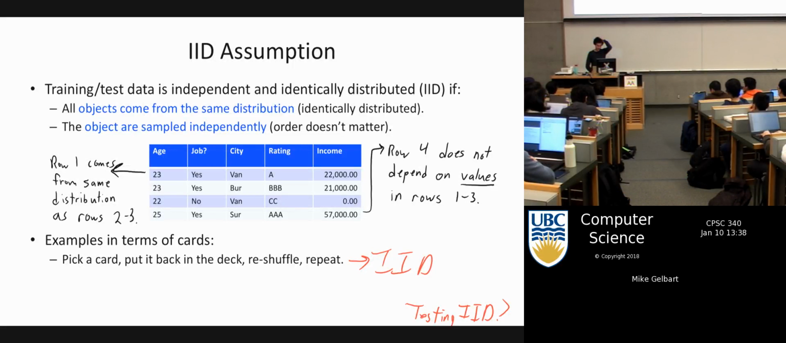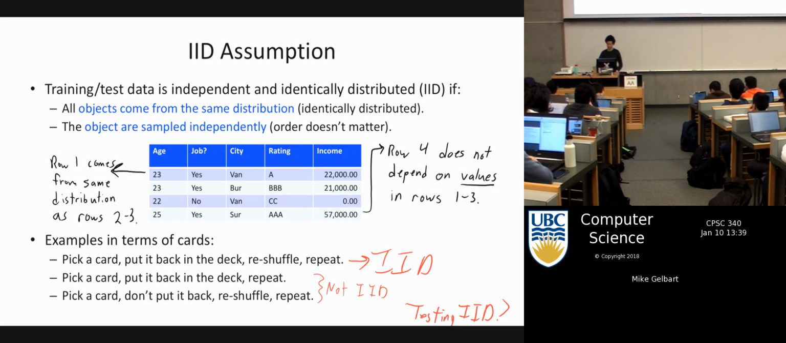And so in terms of a deck of cards analogy, if you picked a card, put it back, shuffled, picked another card, those would be IID. But if you don't reshuffle or you don't put the card back, then they wouldn't be. So the thing is, most of the time we can't prove that this is true. We just hope it's true.